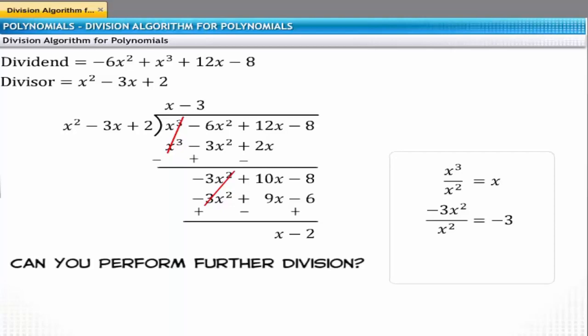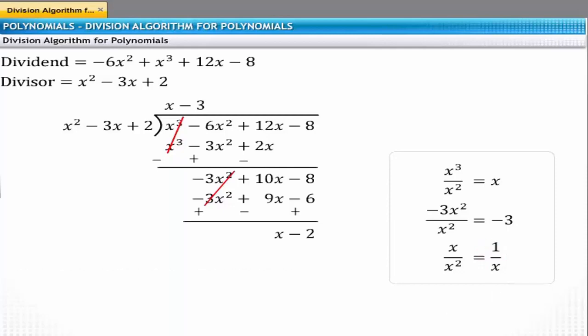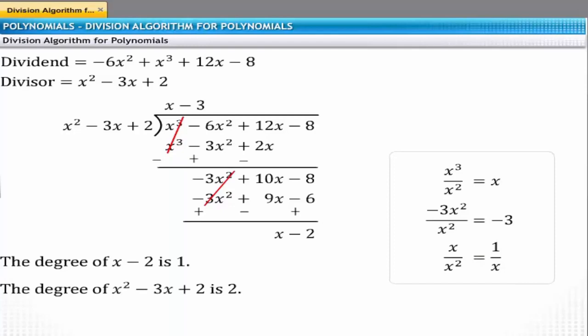Can you perform further division? Let's see. In order to get the third term of the quotient, we divide the first term, x, of the new dividend by the first term of the divisor, x squared. On division, we get 1 divided by x, which is not a polynomial. Thus, this cannot be the third term of the quotient. Therefore, further division is not possible. Here the degree of the remainder, x minus 2, is 1, but the degree of the divisor is 2.